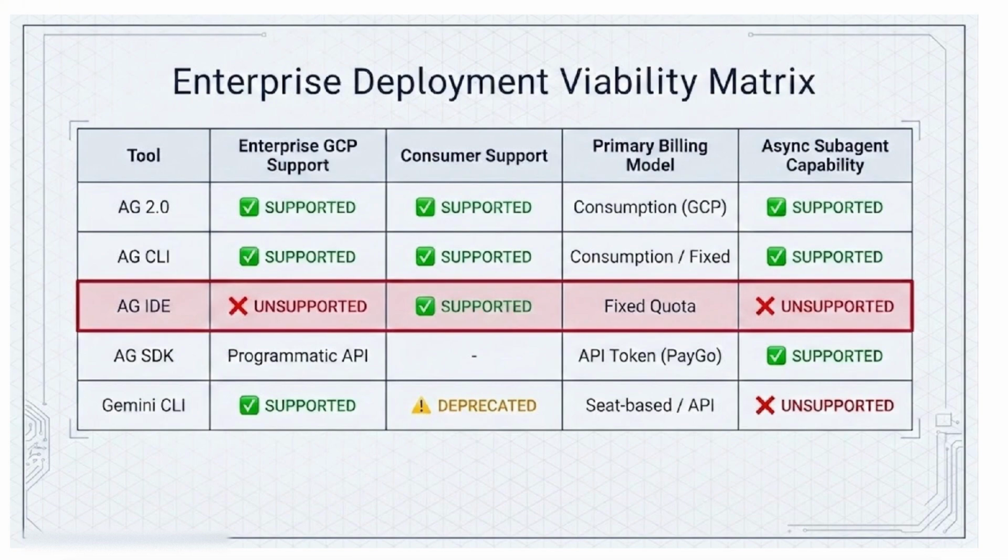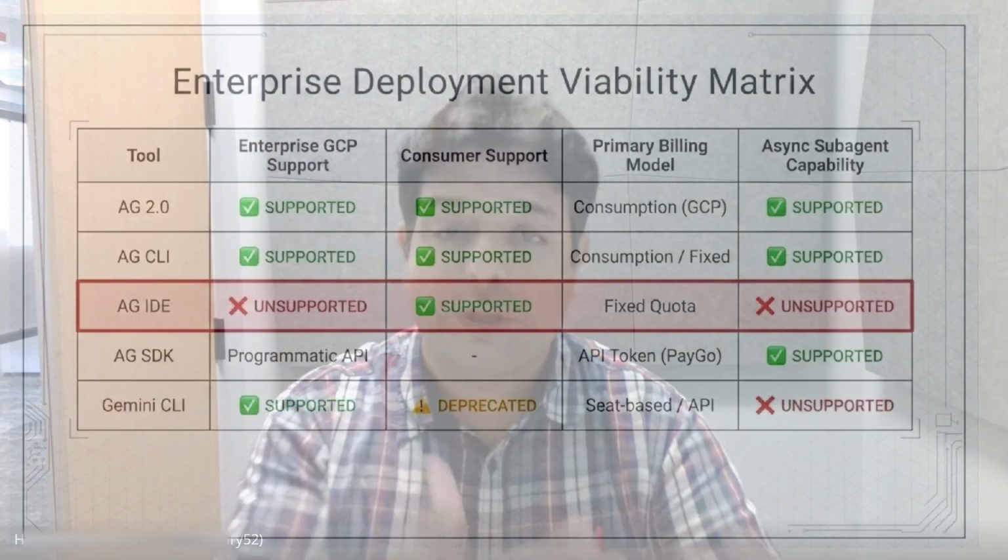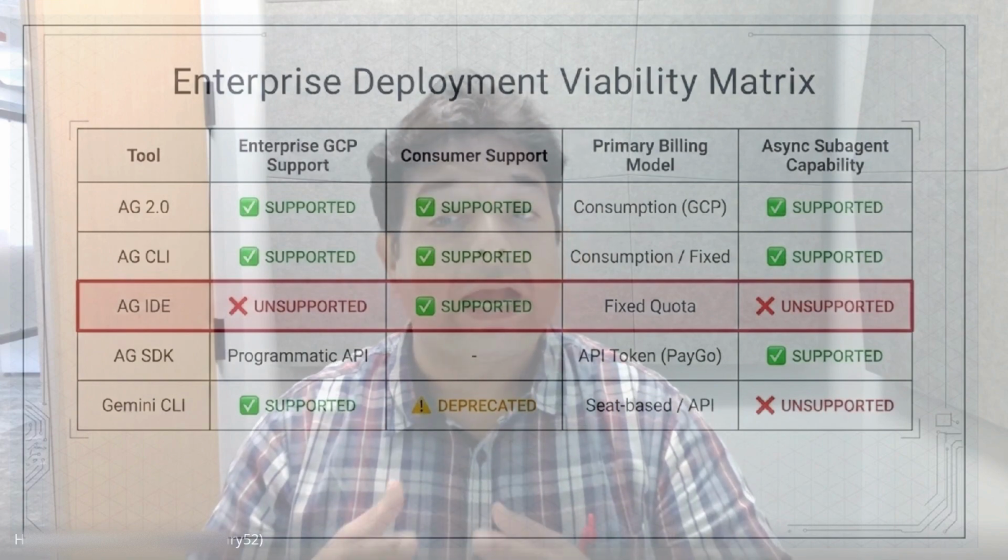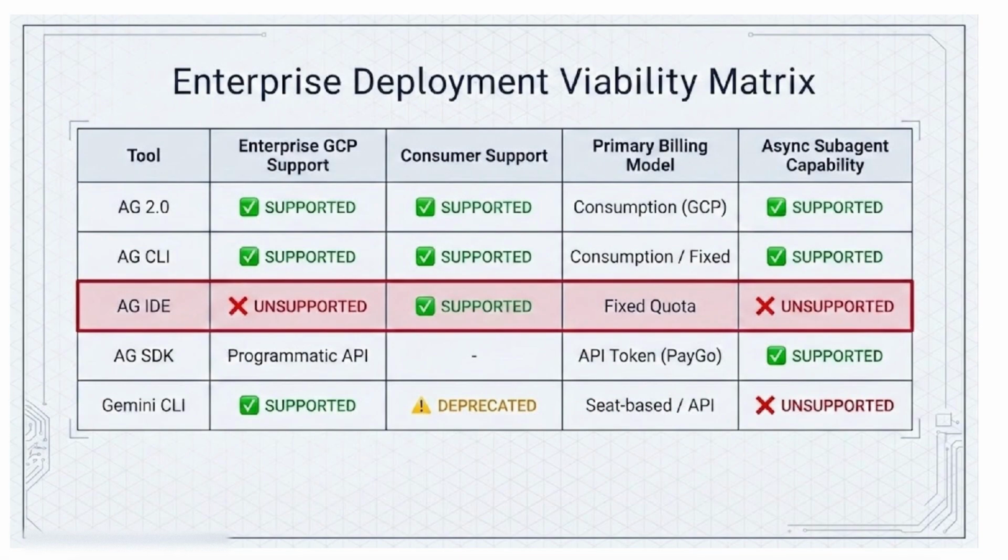In contrast, look at the highlighted row for IDE, as we discussed earlier. It has no enterprise GCP support, runs on a fixed quota, and completely lacks asynchronous sub-agent capabilities, which reinforces that while IDE is a great standalone consumer environment, it is not designed to drive parallel background enterprise agent operations. Similarly, the legacy Gemini CLI does support enterprise GCP, but it is deprecated on the consumer side. Therefore, for modern, highly parallel enterprise orchestration, Antigravity 2.0 and the Antigravity CLI represent the optimal, fully supported pathways.